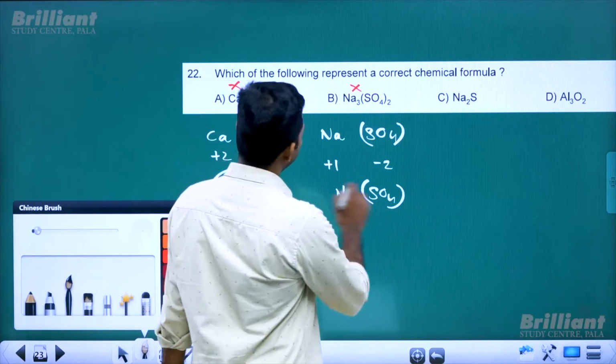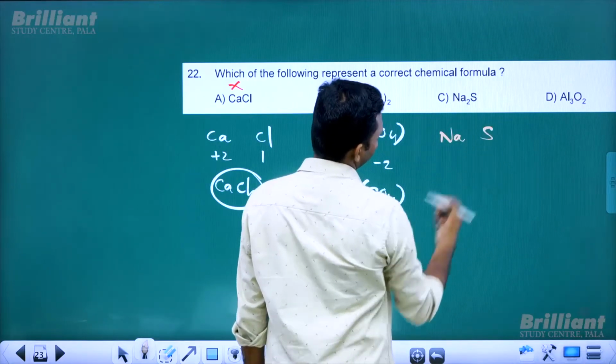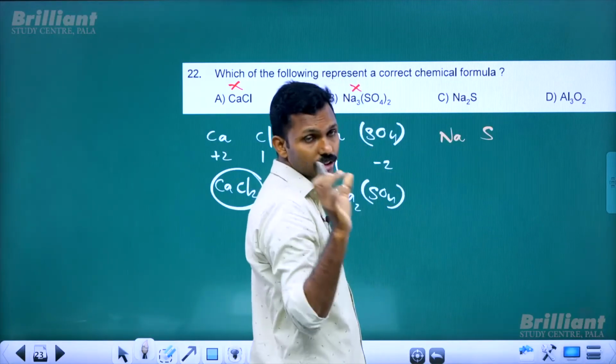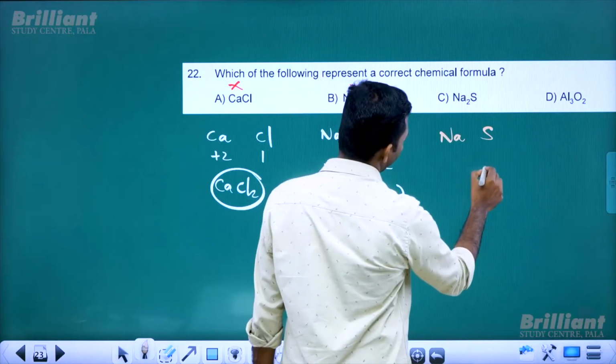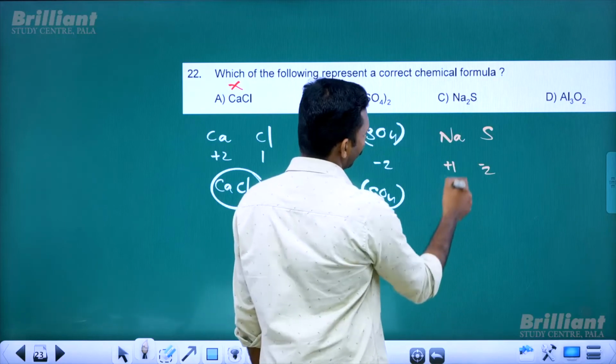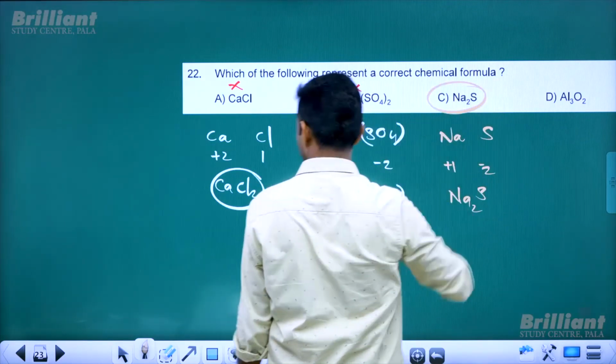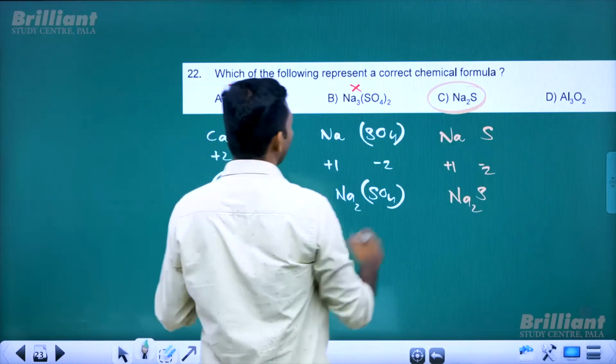And the C option, Na2S, sodium, sulfur. Sulfur is in 16th group, its valency will be minus 2. Sodium plus 1 we can say. Crossing this, Na2S. Yes, it is correct. So our answer option is option C.